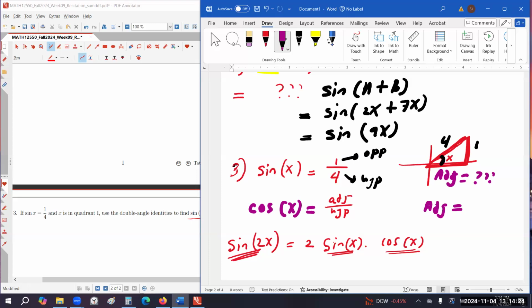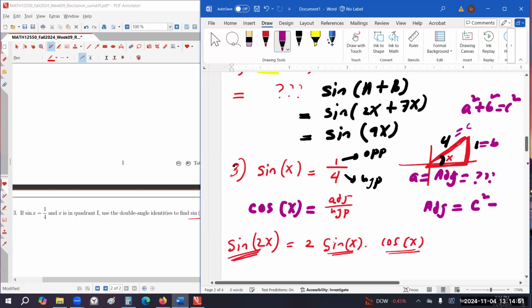Good job, Pythagorean theorem. So Pythagorean says a square plus b square equals c square. C means hypotenuse. So this is C, let's say this is B, and let's say this is A. Since you're looking for A, our A square is C square minus B square. And then we take the square root. Whatever we have, that's the adjacent side.